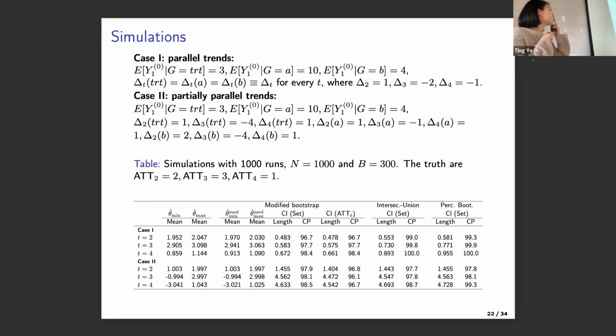Okay, so I will quickly demonstrate the simulation of the bootstrap procedure. So consider two cases, where case 1 satisfies the parallel trend, which is point identification, and case 2 is partially parallel trends but satisfies our monotone trends assumption. Then you can look at the intersection union confidence interval and the percentile bootstrap. You can see that the percentile bootstrap is more conservative than the intersection union bounds. So the intersection union bounds are quite conservative in the case when the parallel trend assumption holds, because a lot of the parameters are equal to each other, and there are a lot of them. So it creates much conservativeness.